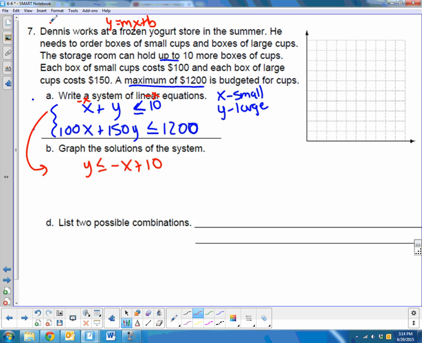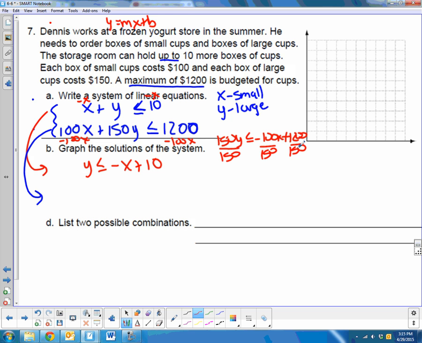The second one, which I'll keep in blue, is a little bit harder. We're going to subtract 100x from both sides, similarly to what we did a minute ago. So I would have 150y is less than or equal to negative 100x plus 1200. So again, I'm solving for y. Divide everything by 150.